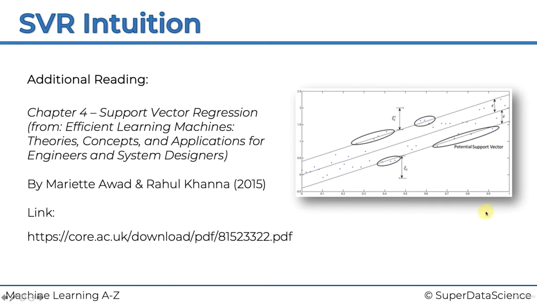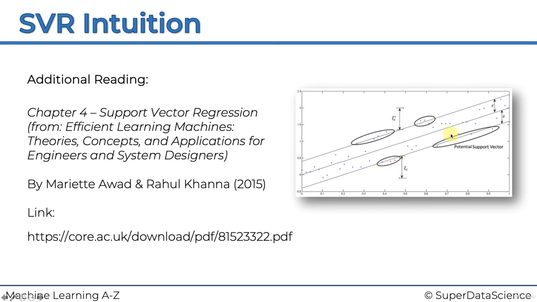And to finish off, as promised, here's the additional reading. If you'd like to learn a bit more, have a look at Chapter 4, Support Vector Regression, in a book called Efficient Learning Machines: Theories, Concepts, and Applications for Engineers and System Design by Mariette Awad and Rahul Khanna. And here's a link where it's aggregated on this portal for published work. Something you'll note that might be a little bit confusing here: they say these are potential support vectors. They are referring only to the ones close.